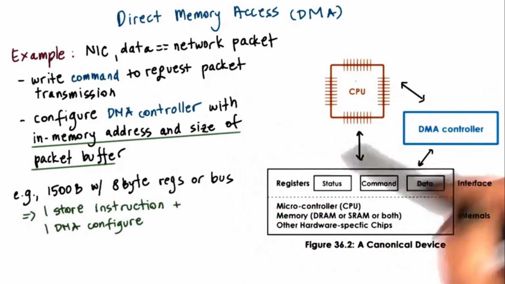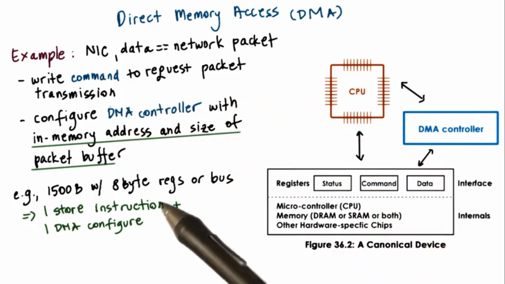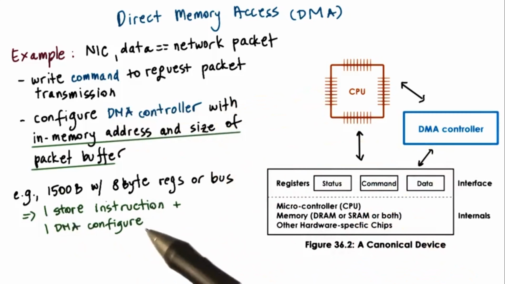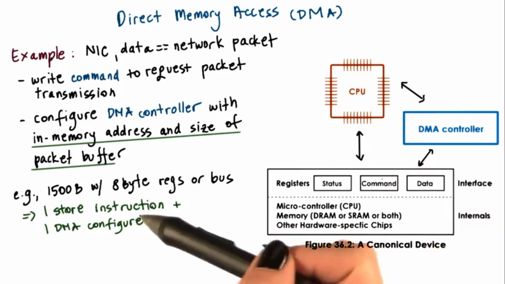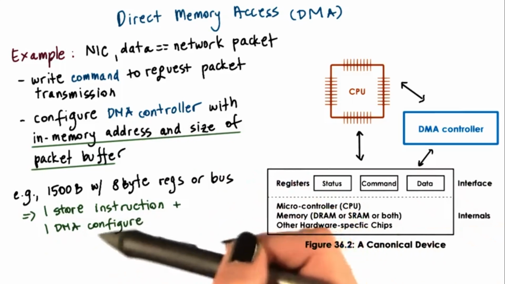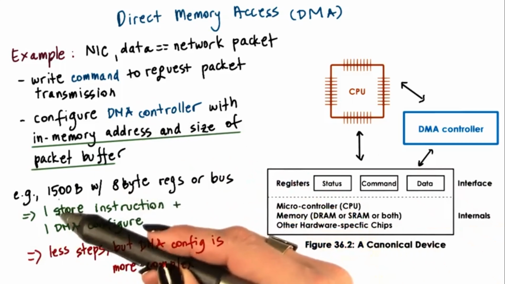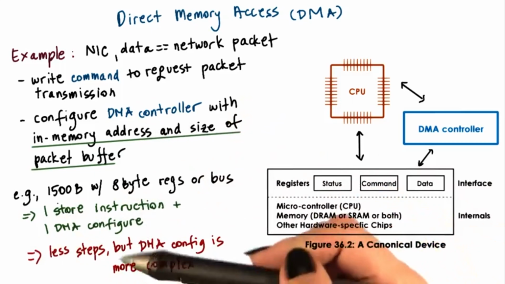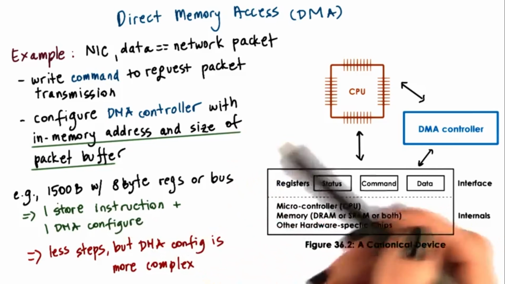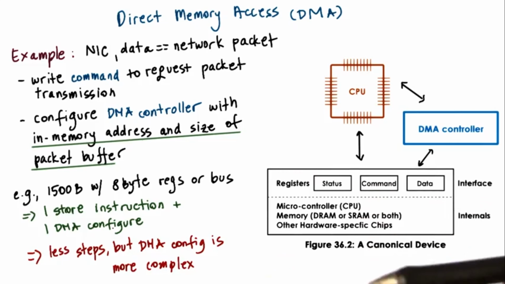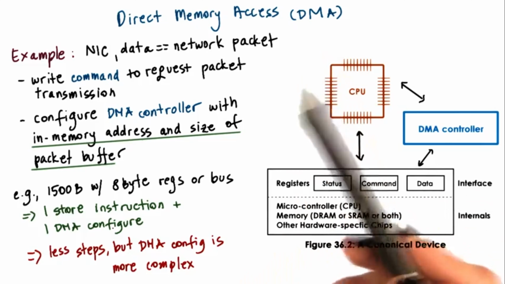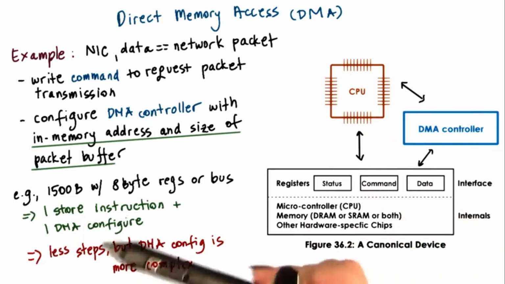From the CPU perspective, performing this transmission requires that we perform one store instruction in order to write out the contents in the command register, and one operation to configure the DMA controller. Although this looks much better than the alternative of performing 189 store operations that we saw with programmed I/O, the second step, configuring the DMA controller, is not a trivial operation, and it takes many more cycles than a memory store. Therefore, for smaller transfers, programmed I/O will still be better than DMA, because the DMA step itself is more complex.